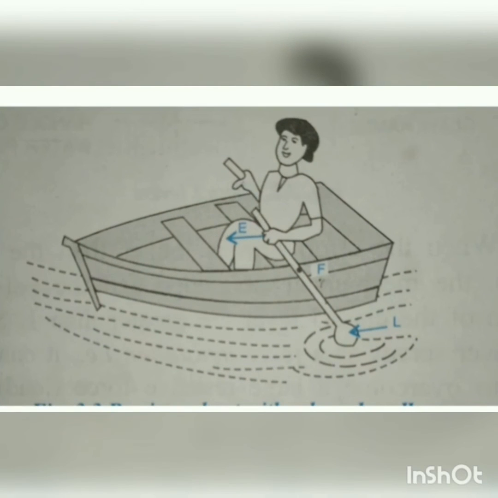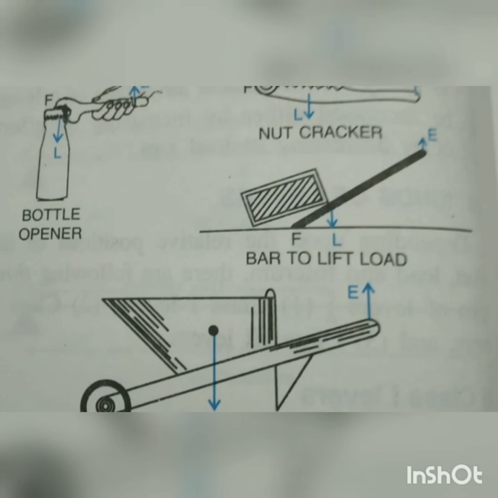That's easy. Now second class lever examples: bottle opener, nutcracker, bar to lift load, wheelbarrow. The second class lever always works as a force multiplier. Why is it a force multiplier? Because its MA is always greater than 1, because the effort arm is greater than the load arm.